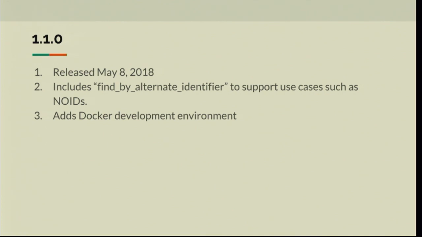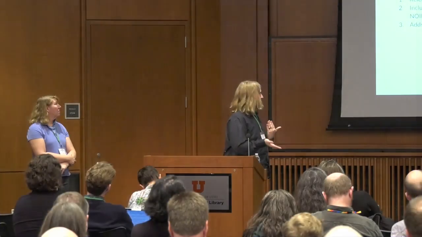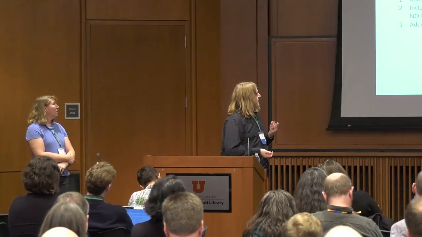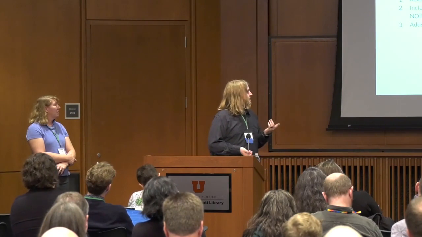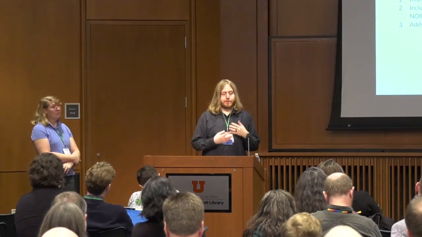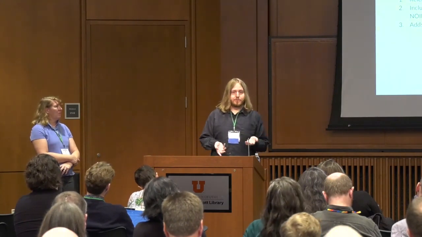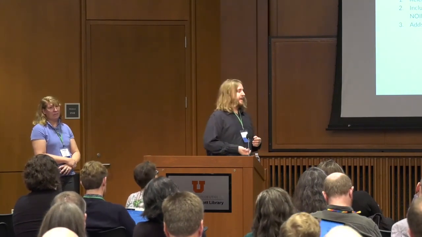1.1.0 was a really interesting release, released May 8th. It includes find by alternate identifier, so if you have noids or slugs or something like that, there's a generic way to handle that amongst all of the metadata adapters. And it adds a Docker development environment. These were interesting because they weren't the result of a sprint. They were just community members who decided to add features, and we added those features into a release.